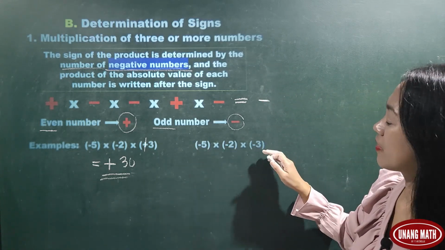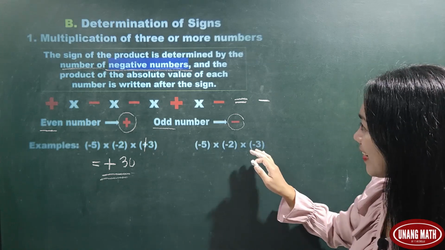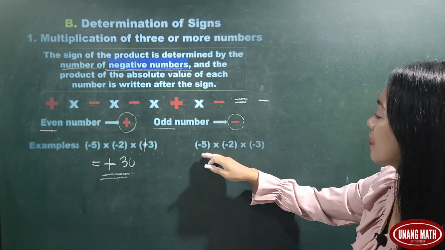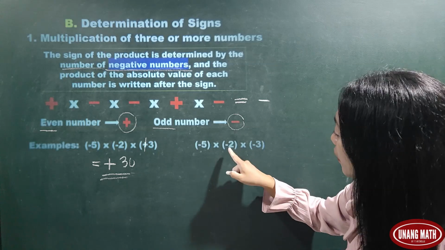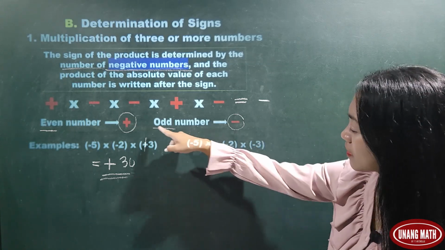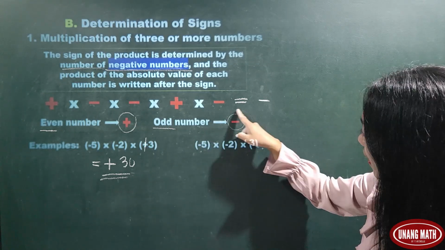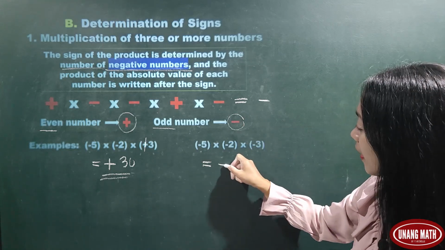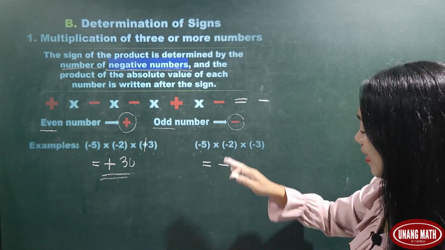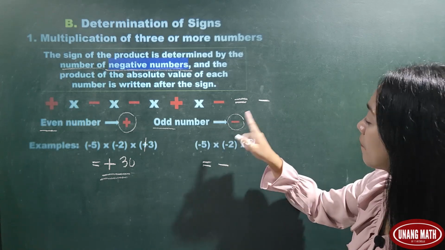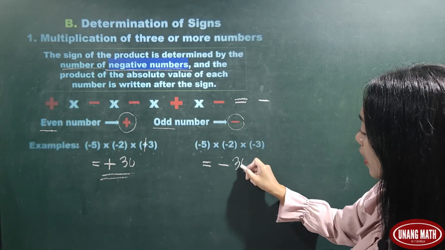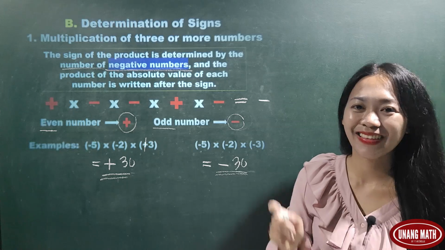How about the second example? Let's count how many negative numbers there are in this example. So we have 1, 2, 3. 3 is an odd number. That means the sign of the product is negative. Okay, let's multiply. 5 times 2 is 10, times 3 is 30. So the final answer is negative 30.